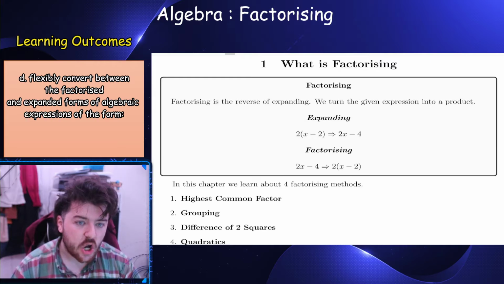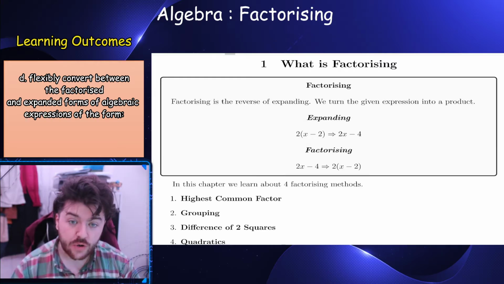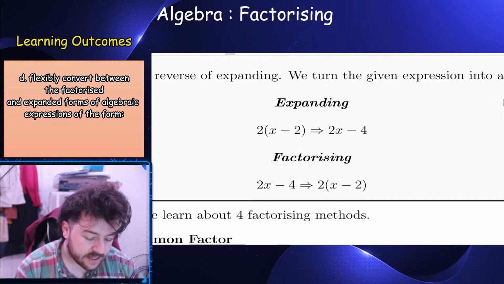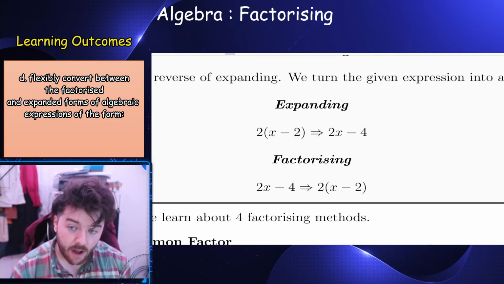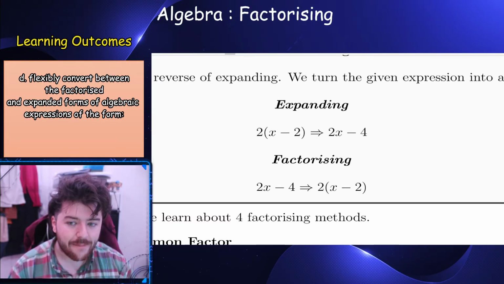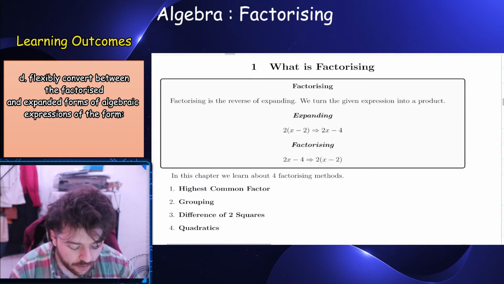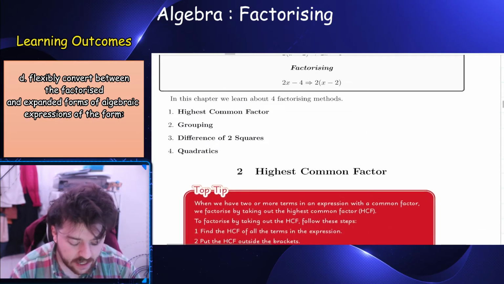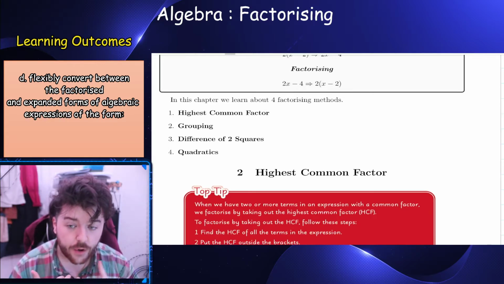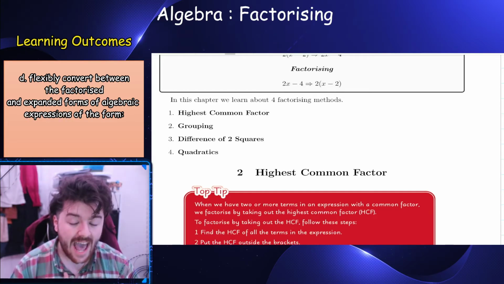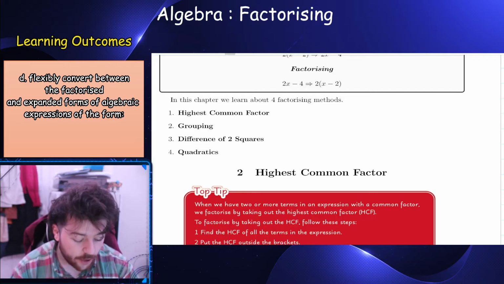In terms of algebra, though, factorizing is the reverse of expanding. So we need to turn an expression into a product of factors. So here's a little example here. Expanding, I'm getting rid of my bracket, but then factorizing, I'm telling it, no, you're going back in the bracket. So we're going to learn about 4 factorizing methods here: highest common factor, grouping, difference of two squares, and quadratics / trinomials.